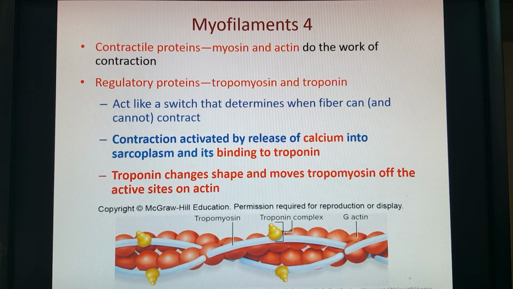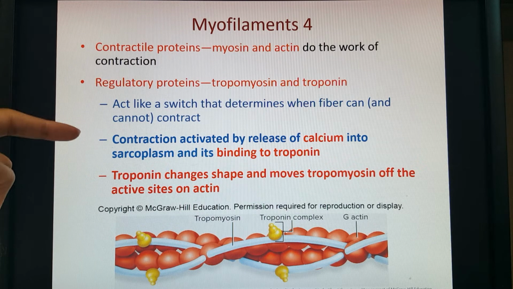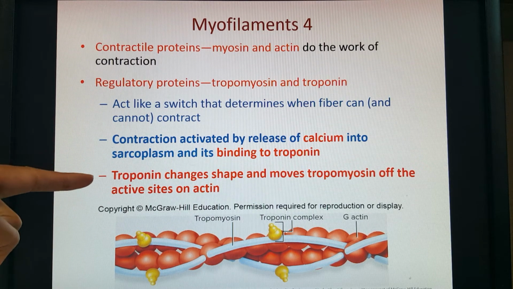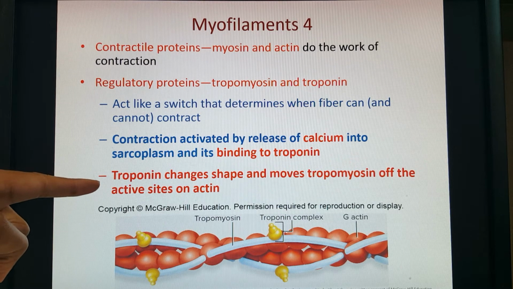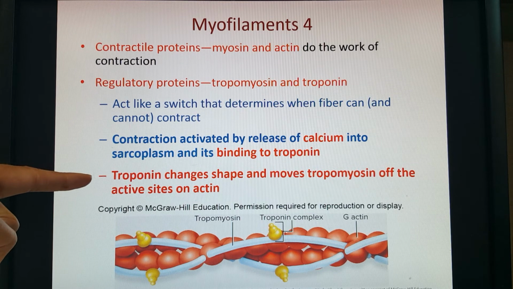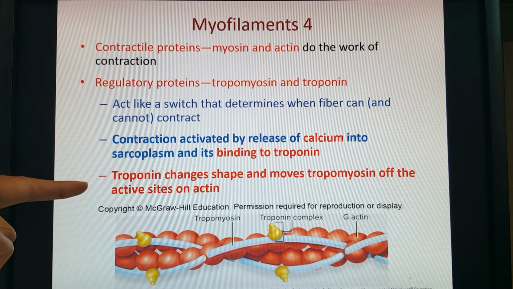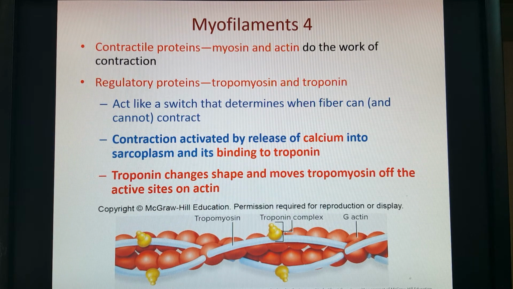Here's a slide that talks about the actions of those two regulatory proteins. Again, calcium binds to troponin in skeletal muscle. It binds to a different protein in smooth muscle, and we'll talk about that later. So when calcium binds to troponin, troponin has a conformational change, so it changes shape and moves the tropomyosin off those active sites, therefore allowing myosin to bind to the actin filaments.